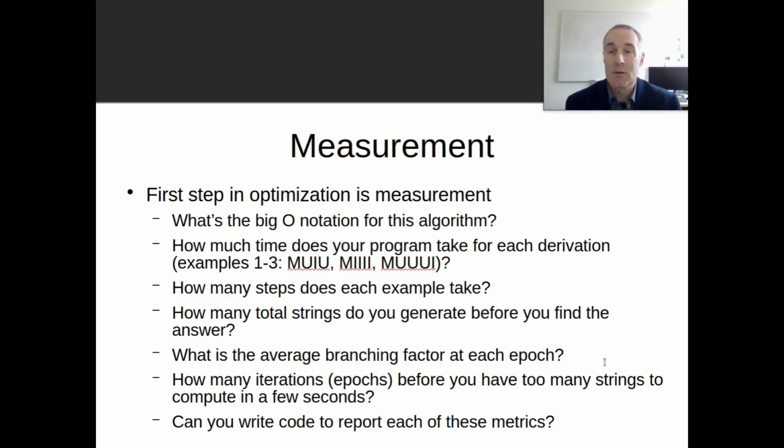Let's see for your implementation. Once you've thought about how you would do these things by hand, can you then write the code to actually report them, and then run your code with all four examples and see what kind of metrics you get reported? Maybe that'll give you an intuition about where there are some opportunities for optimization.